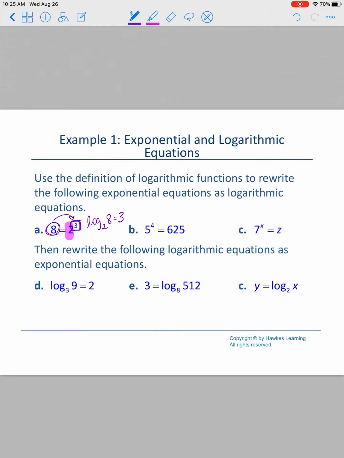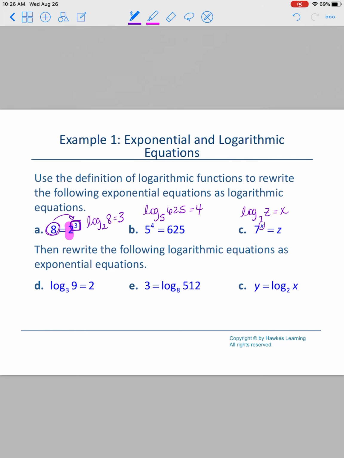So let's look at B. 5 to the 4th equals 625. True statement. So if I convert this into a log, it's going to be log, my base is 5, of what? 625, equals, it always equals the exponent, which is 4. And then on C, 7 to the x power equals z. Even though these aren't all numbers, I can still write it as a log. Log, my base is 7, of z, equals, it always equals the exponent of x here.